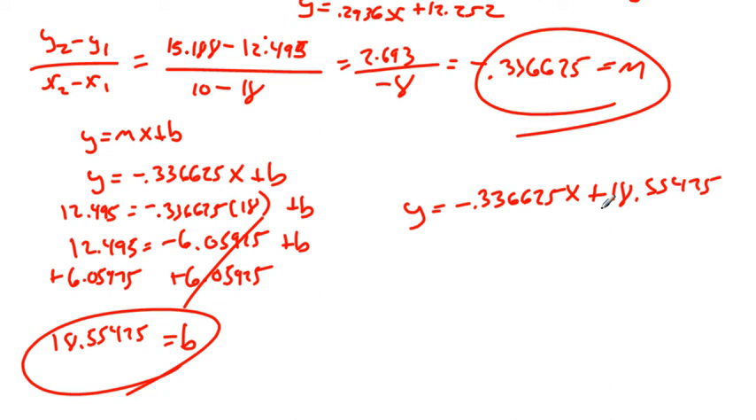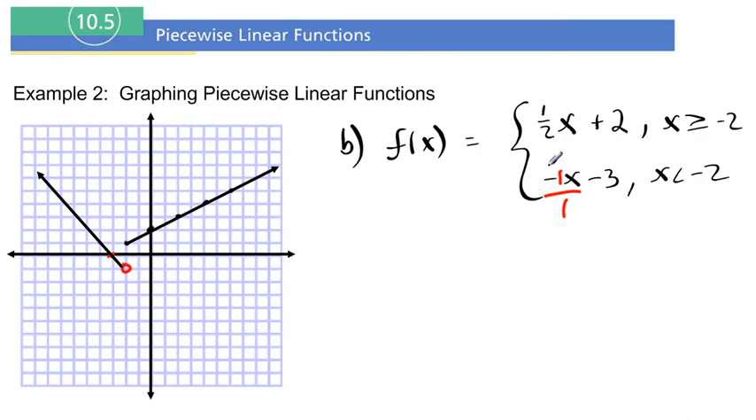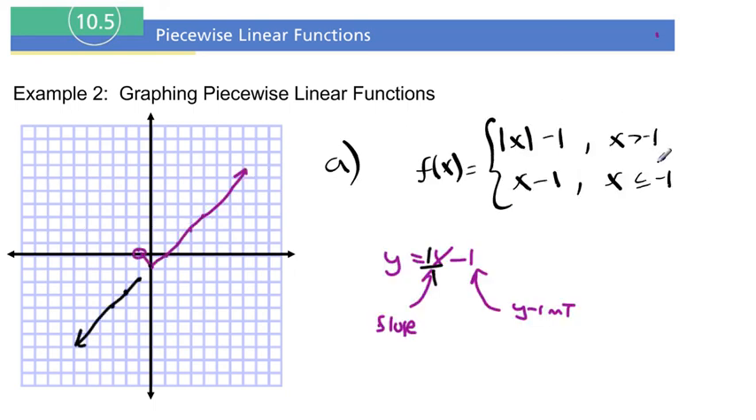Okay, so we did the first part of the problem here, which stated to use the points on the graph to write the equations for the line segments within this interval from 0 to 10 and then from 10 to 18. Now, then define our function f of x as a piecewise function. So we're going to write it as we did for this kind of problem. See how we write it like this, where we have two functions. We're going to do the exact same thing now.